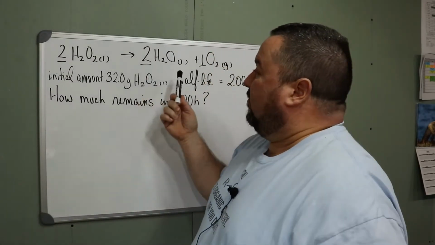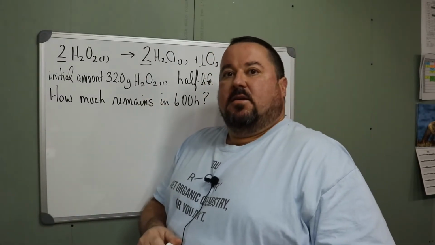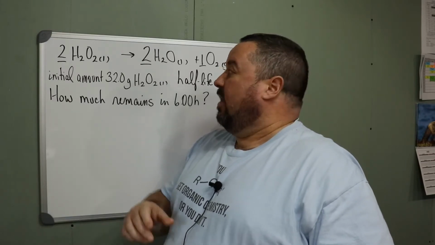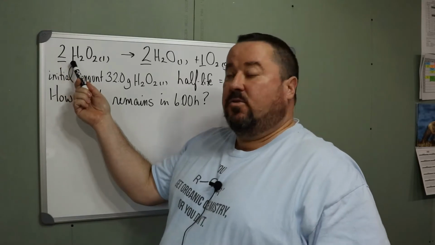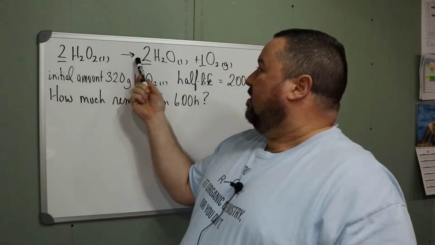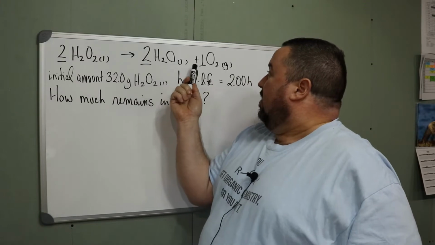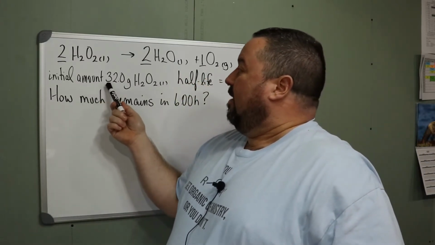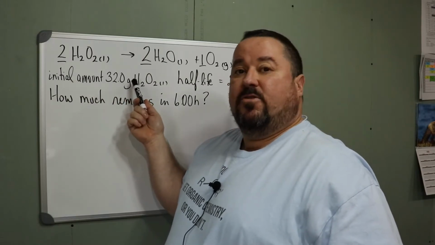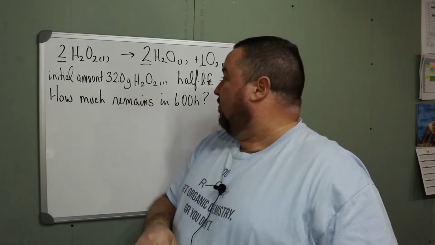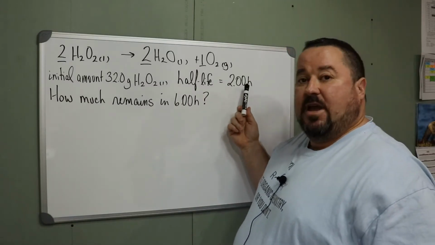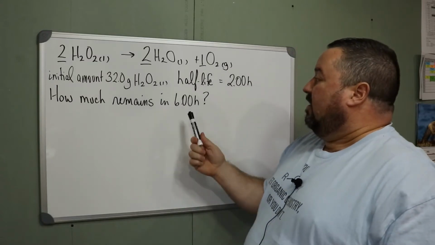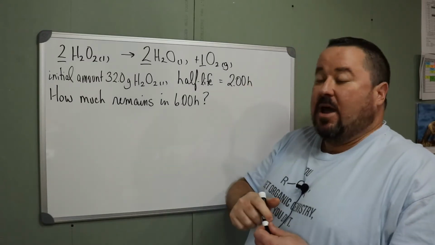All right, this is an example of a half-life question in studying reaction rates of chemical reactions. So here we have 2 hydrogen peroxide liquid decomposed to give 2 water liquid and 1 O2 gas. We're told that the initial amount is 32.0 grams of the hydrogen peroxide, and that the half-life for the reaction is 2.00 hours. We're asked how much remains in 6.00 hours.